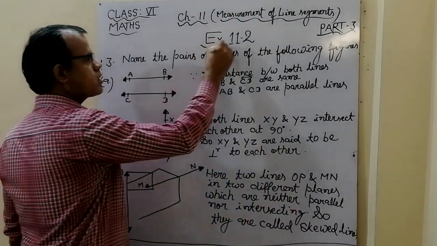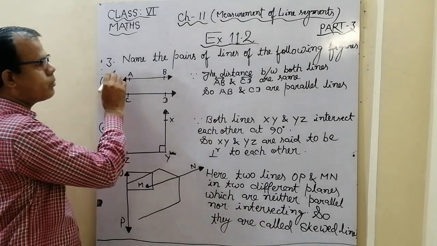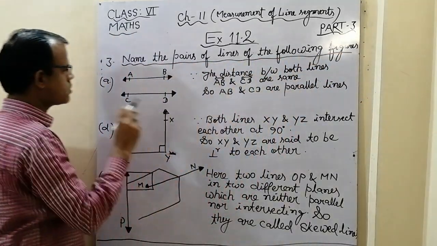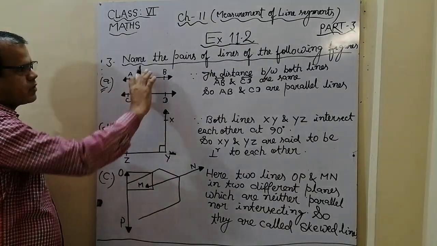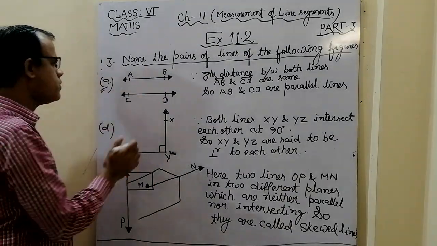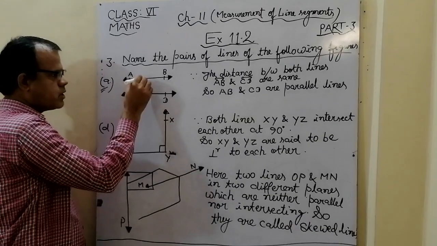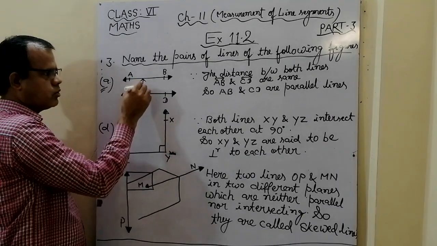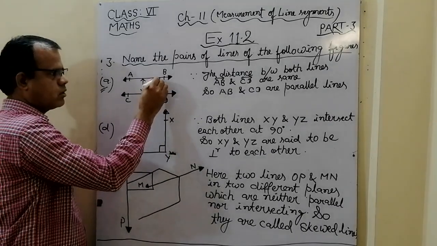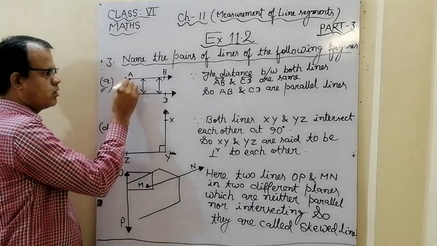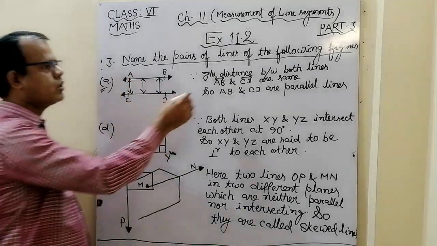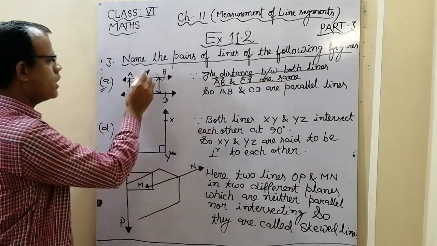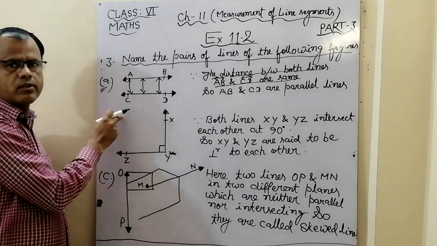Yes, students, Exercise 11.2, third question. Name the pairs of lines of the following figures. Look here, A part, this figure AB and CD. In this figure, we can see that the distance between these two lines is the same. Whether you measure here or here, it is always the same. So the distance between both lines AB and CD is the same. So AB and CD are parallel lines.